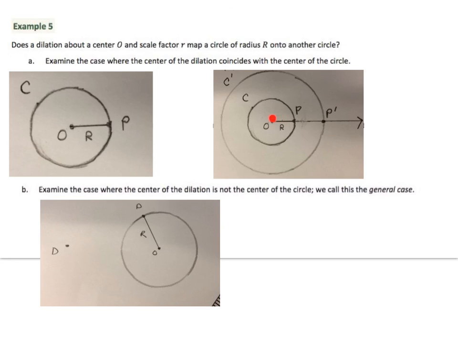I just measured the radius here, and then I went out again. I drew a ray first, took my compass and measured this and went again, and then drew a circle all the way around. The hardest part is always drawing the circle. Part B, examine the case where the center of dilation is not the center of the circle. We call this the general case. So that would be my center of dilation, and this is my circle. On the next slide, I'll show you how it dilated.